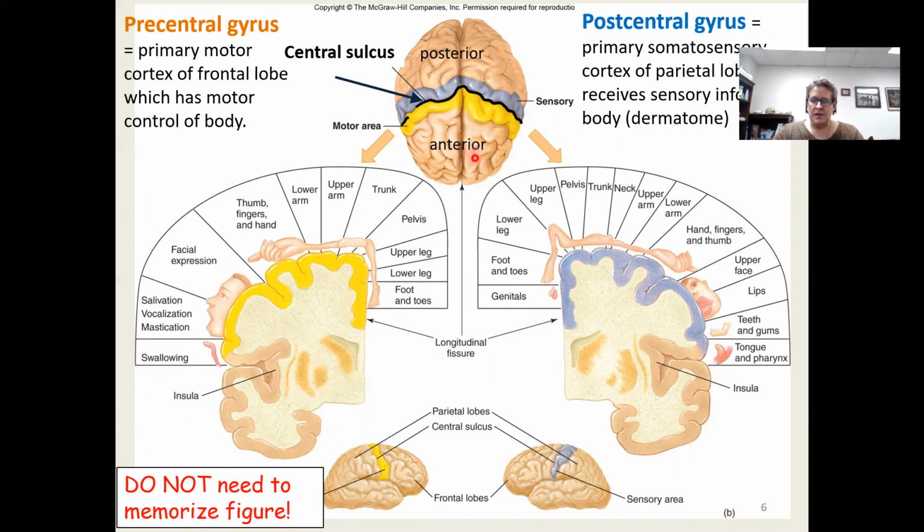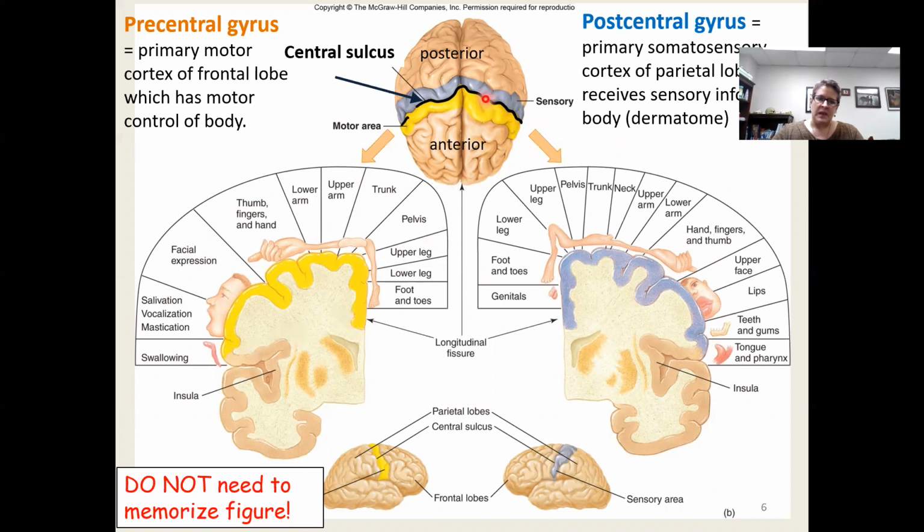Now, starting with the deep longitudinal fissure, if you work your way up, you have motor control in this part of the cortex for your foot, leg, pelvis. And as you're moving over the top, your torso or trunk, your arms, your hands, your face, and then swallowing and chewing and things like that. So that's for motor control over those regions of your body.